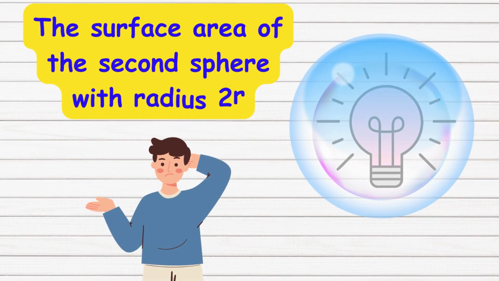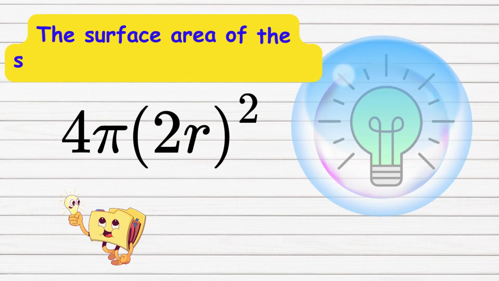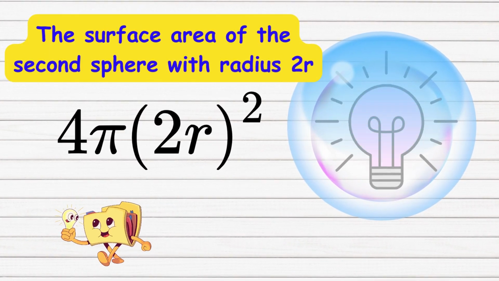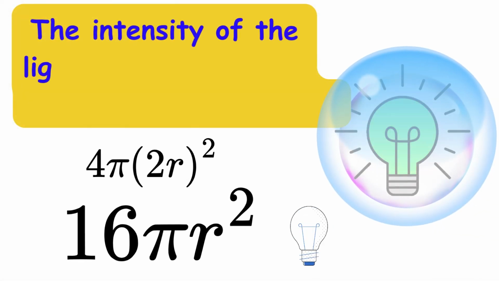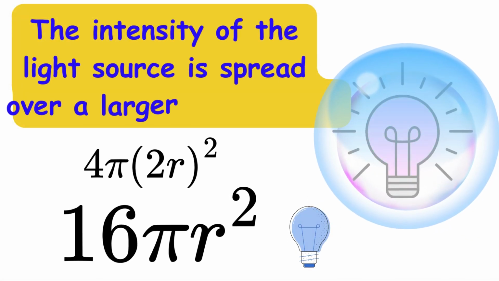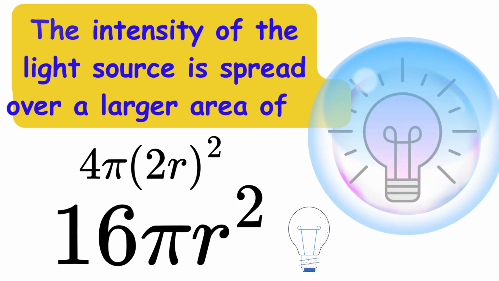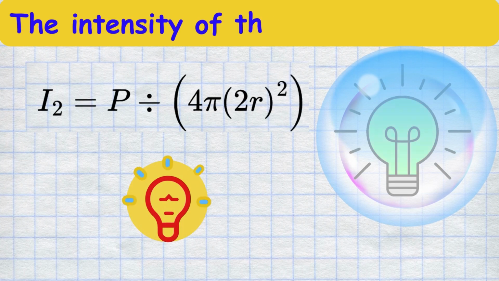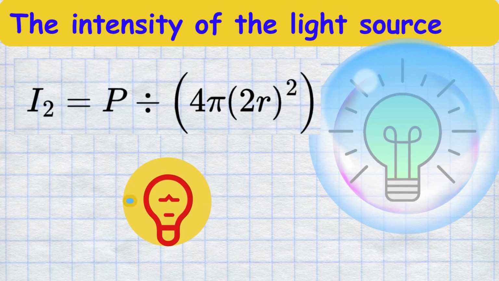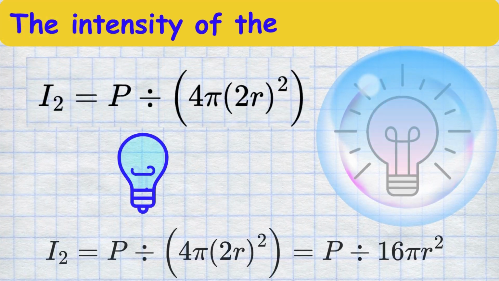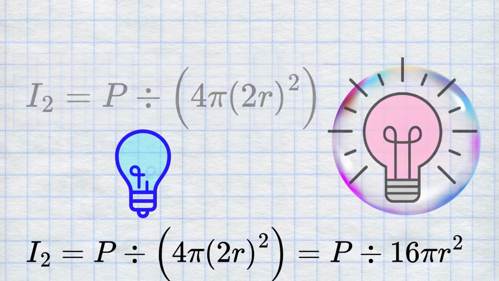Now we add a second sphere of radius 2r. The surface area of this sphere is 4 pi times 2r squared. The intensity of the light source is spread over a larger area of 16 pi r square. Or we can say that the intensity I2 equals P divided by 4 pi times 2r the whole squared, which equals P divided by 16 pi r square.